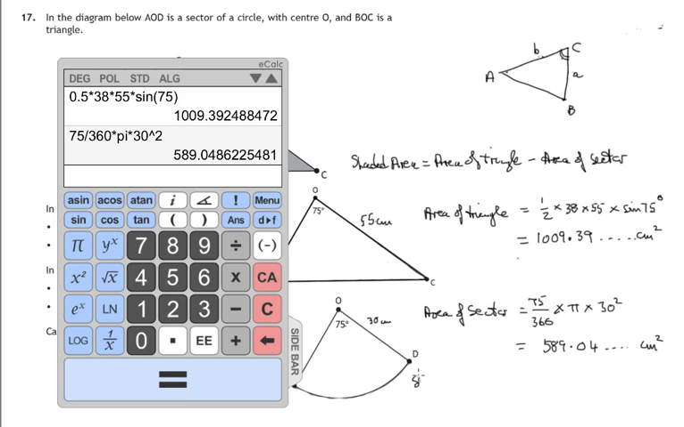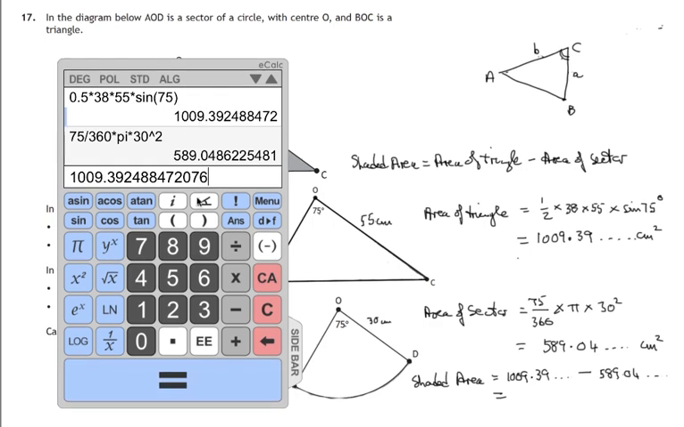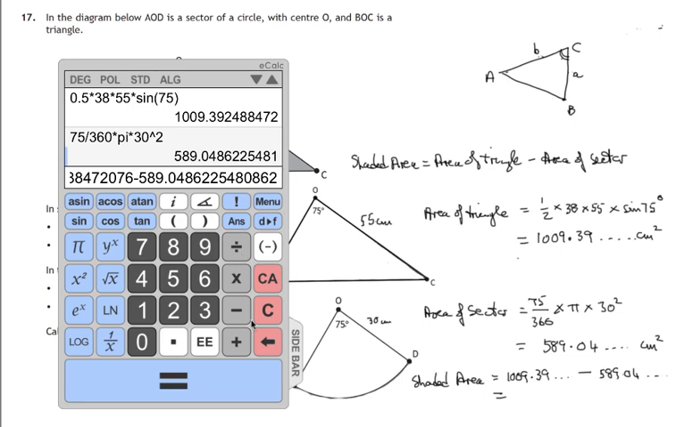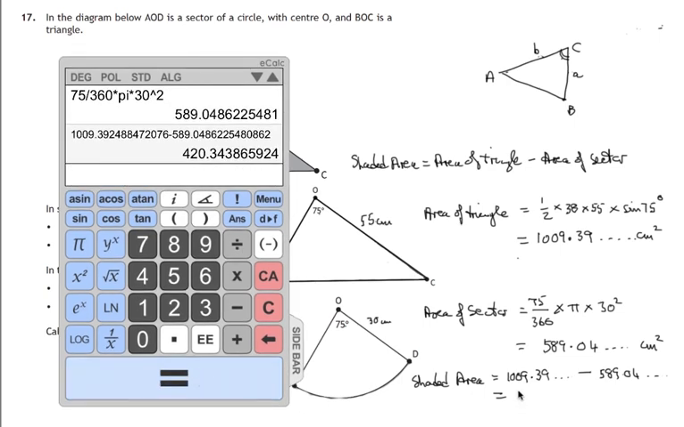So the shaded area will be the whole triangle. That's this 1009.39, etc., minus the area of that sector, which is 589.04, etc. So let's do that on this. That's that number minus that number. And that equals 420.34, etc.